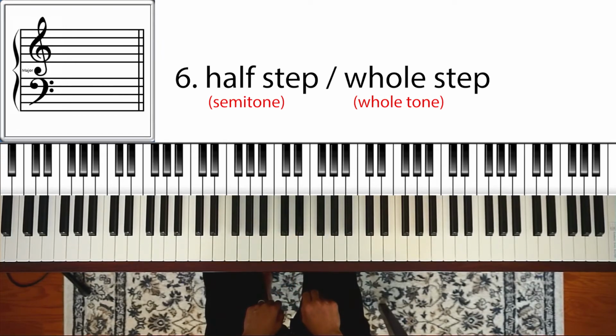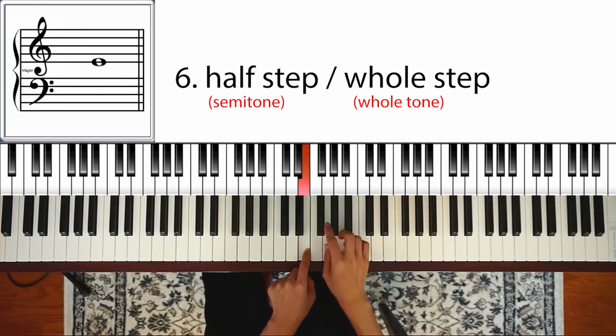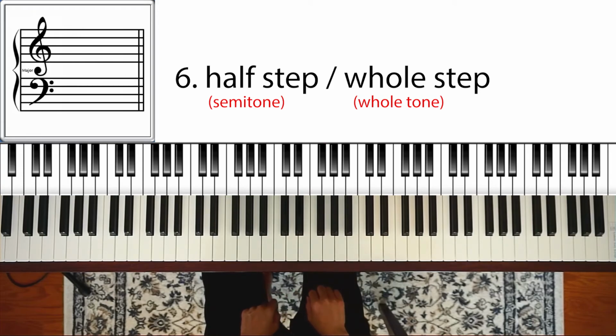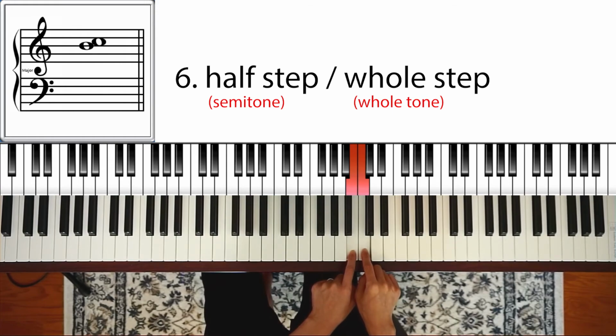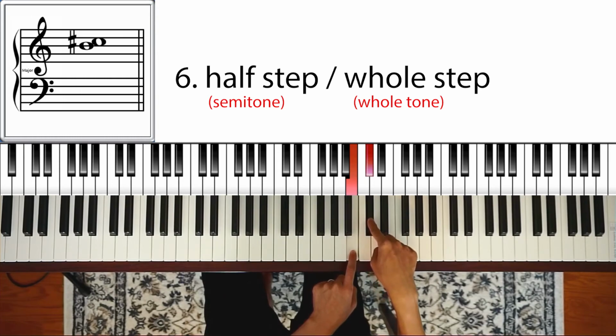Now, a whole step can also be from a white key to a black key. Let me show you. So if you are playing E, E to F is a half step. To make that a full step or whole step, you would play F sharp. So E to F sharp is a whole step. Same thing with B to C sharp. B to C is a half step. To make that a whole step, you would play C sharp. So B to C sharp is another whole step.